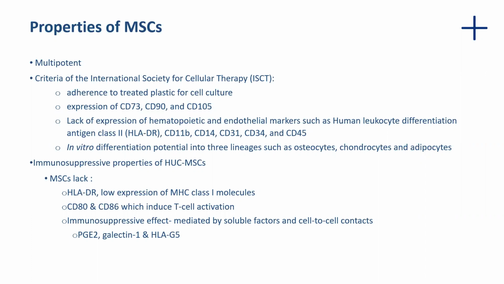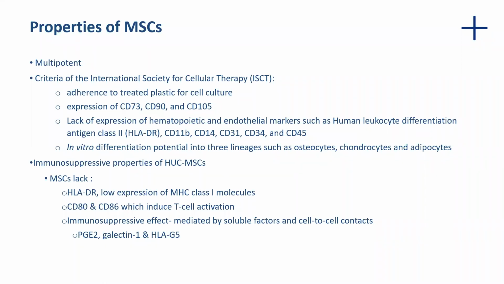So currently, one of the most well-known characteristics of umbilical cord mesenchymal stem cells when it comes to clinical use is their immunosuppressive property. So mesenchymal stem cells are weakly immunogenic, and that's due to the fact that they lack the HLA-DR and also have a very low expression of the major histocompatibility class 1 molecule. In addition, mesenchymal stem cells lack CD80 and CD86, and these are 2 molecules that are co-stimulatory and induce T cell activation and survival. So the lack of these molecules suggests that mesenchymal stem cells do not elicit acute rejection and are therefore potentially suitable for allogeneic cell-based therapy.